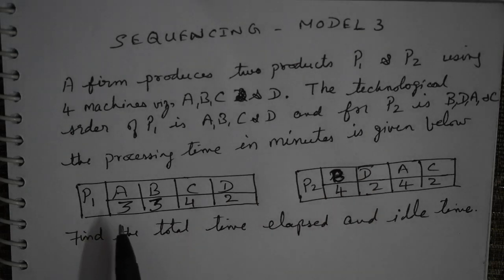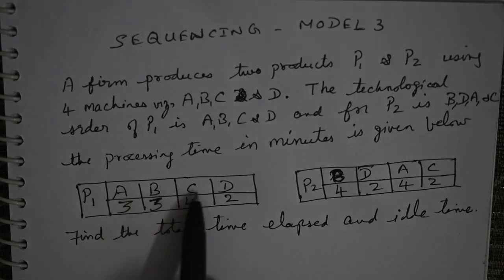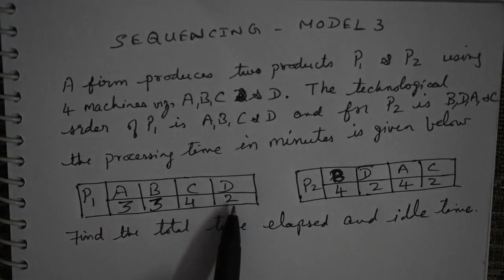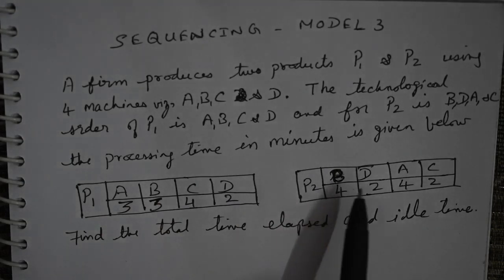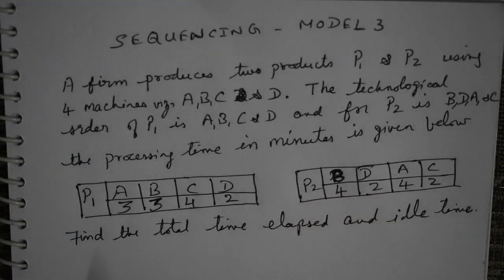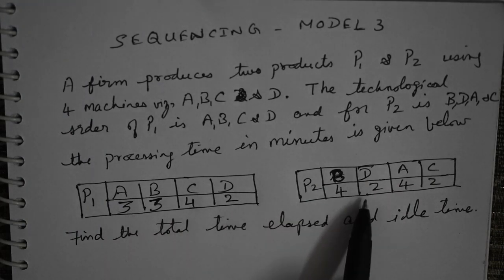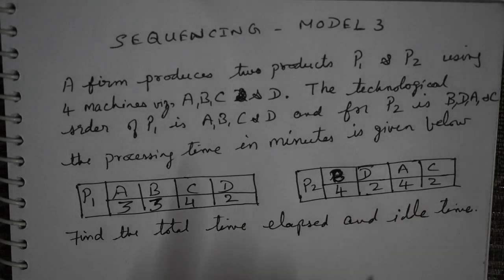I have given the processing time of each job on each machine. Product P1 on A, B, C, D takes 3, 3, 4, 2 minutes, and P2 on B is 4 minutes, D is 2 minutes, A is 4 minutes and C is 2 minutes. If you calculate, P1 takes 12 minutes, P2 also takes 12 minutes. But let us work out and see what will be the actual time elapsed.